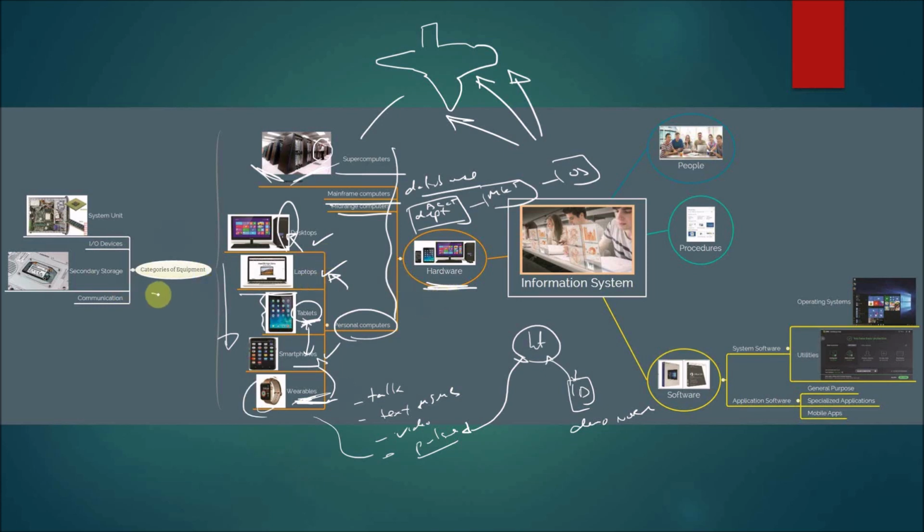In hardware, we have categories of equipment. First is the system unit. So the system unit is within this desktop here, this tower. If you cracked open the tower, that's your system unit. And the system unit typically houses what's known as your microprocessor, and this thing down here, memory slash RAM.